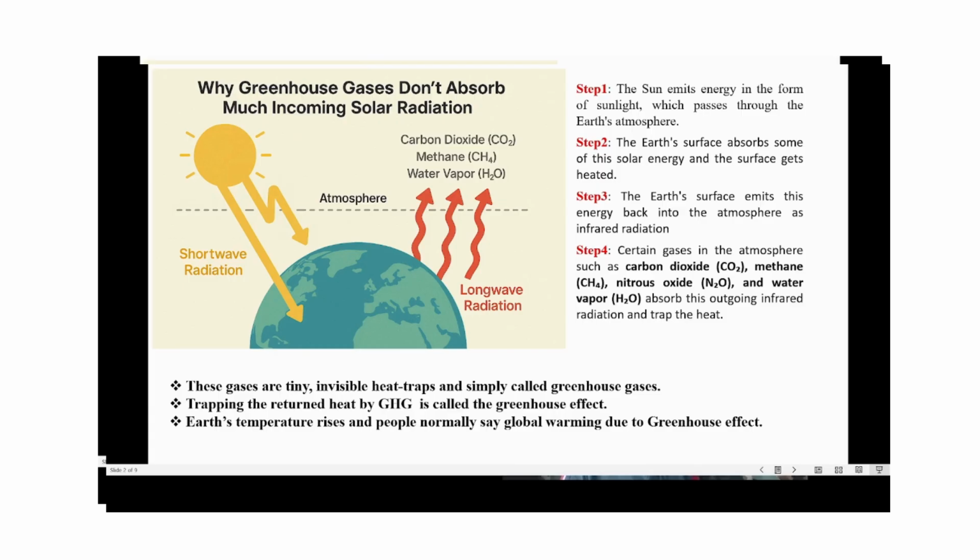During that procedure, certain gases in the atmosphere such as carbon dioxide, methane, nitrous oxide, water vapor, etc. absorb this outgoing infrared radiation and trap the heat. These gases don't allow the heat to escape back. These gases are tiny, invisible heat traps and are simply called greenhouse gases. Trapping the return heat by greenhouse gas is called the greenhouse gas effect. Due to this greenhouse gas effect, Earth's temperature rises and people normally say it's global warming, or sometimes it is called the greenhouse effect.